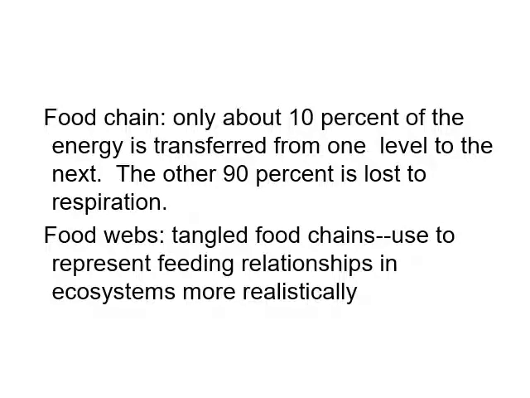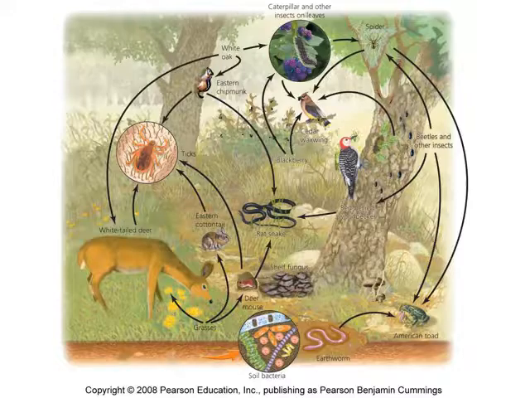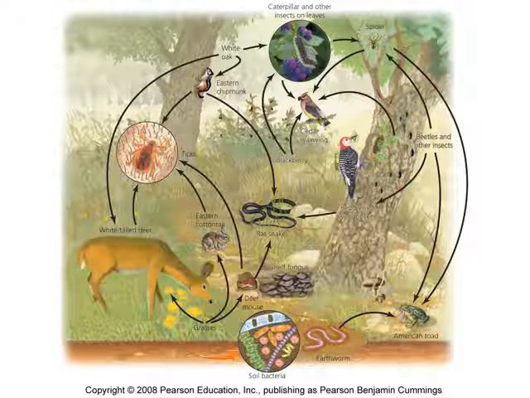Food webs are looking at this relationship more realistically in an ecosystem where you have lots of food chains all going on at the same time. So it's used to represent feeding relationships in ecosystems more realistically. So here is a food web that's showing all the various things. This could be in a temperate forest like you might see in Maryland, for instance.